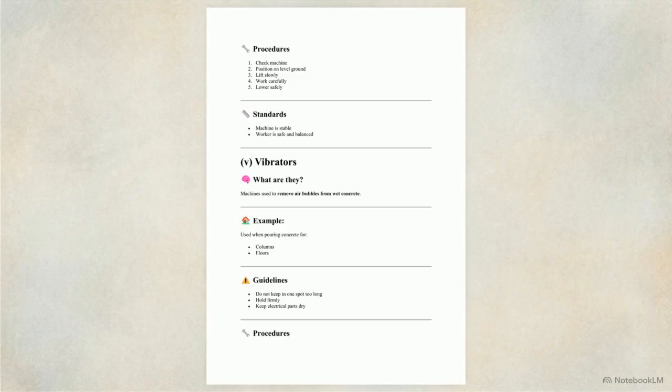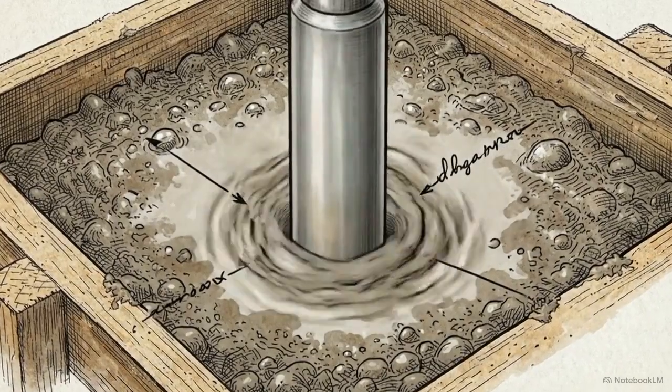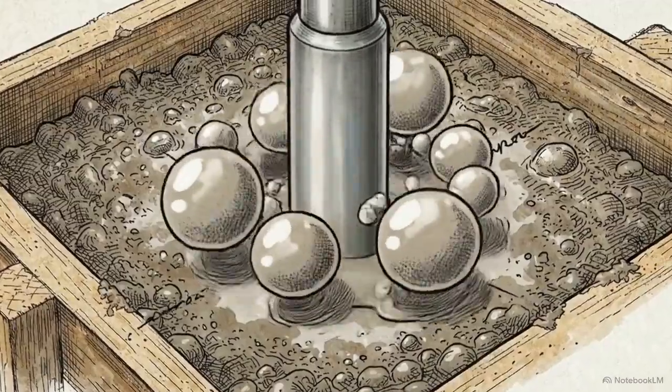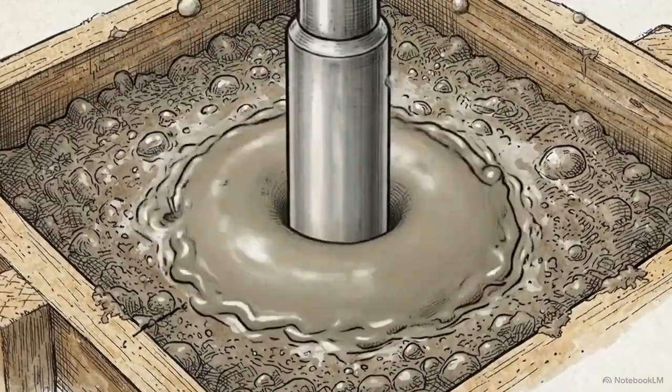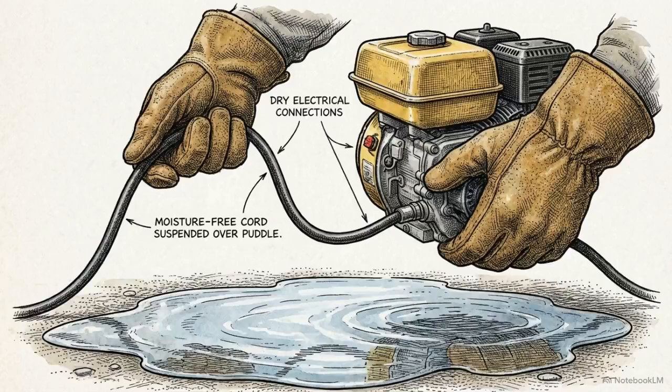Moving on to V, which stands for vibrators. When you pour wet concrete for columns or floors, air gets trapped inside. This motorized tool extracts those invisible air bubbles to ensure the finished concrete dries completely compact and strong. Once the concrete is poured, you insert the vibrator firmly and move it continuously and slowly around the wet mix. Never leave it in one spot for too long, and always keep the electrical components entirely dry.